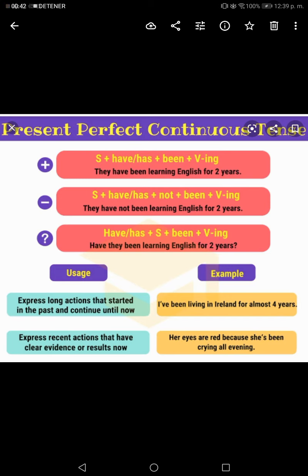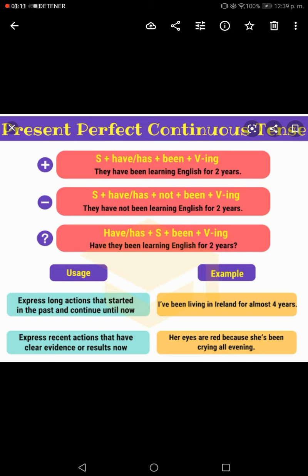So this is the structure for the present perfect continuous. First, we have the affirmative structure, in which we need the subject. The auxiliary verb is going to be have or has. Remember that has is going to be used for the third person singular, he, she, and it. And have is going to be used with plurals and also with the first person singular, like I have, you have, we have, and they have.